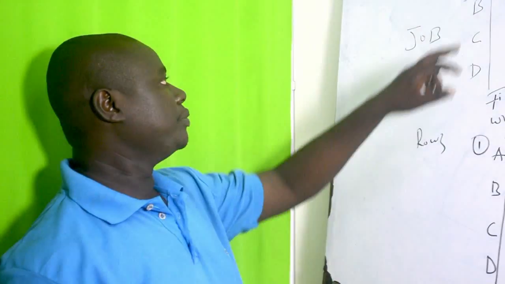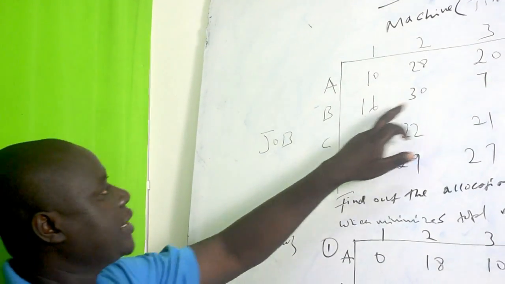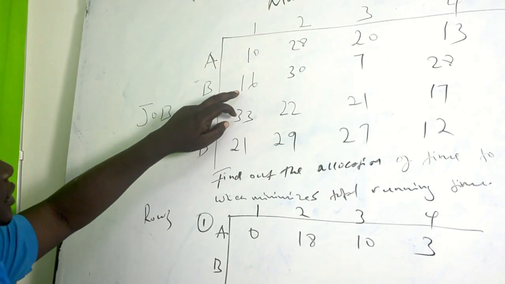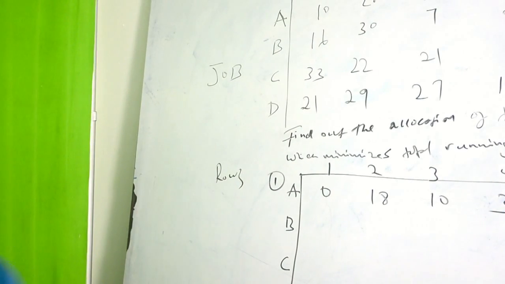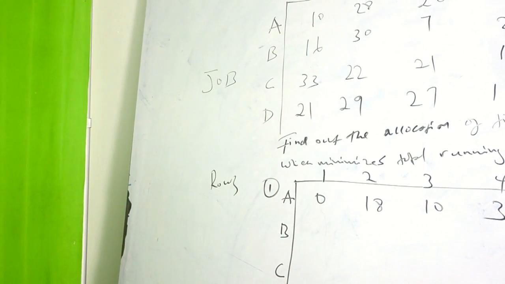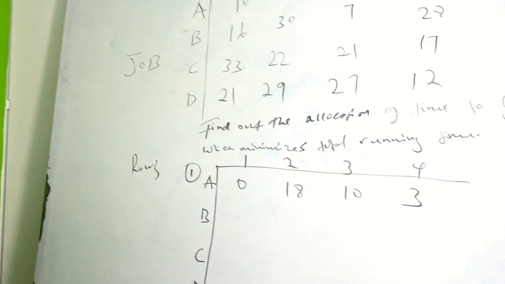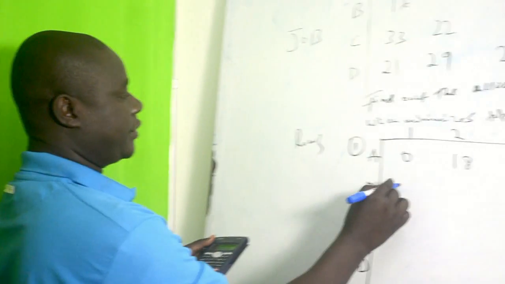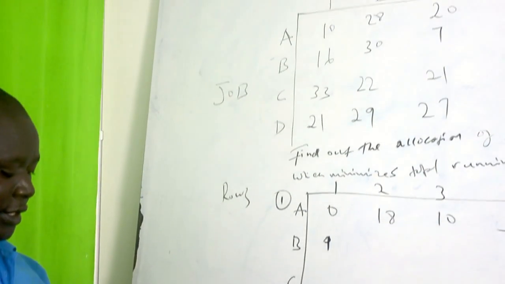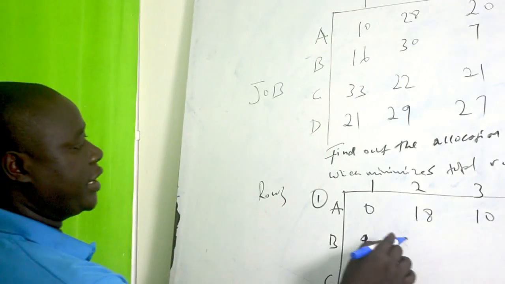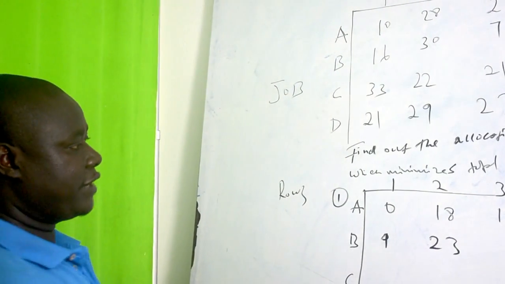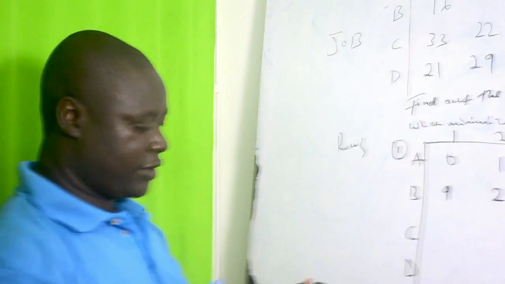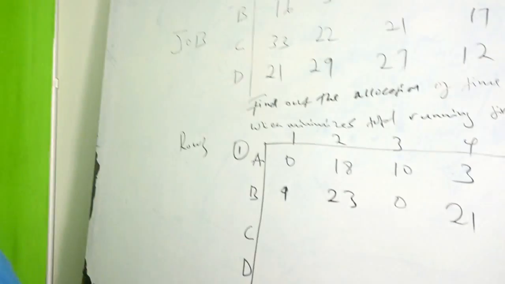Then we come to B. The minimum time here is 7. So we are going to subtract 7 from all the numbers. So 16 minus 7, let me use a calculator. 16 minus 7, you are going to get 9. 30 minus 7, you are going to get 23. 7 minus 7, 0. 28 minus 7, 21. We have finished that line.